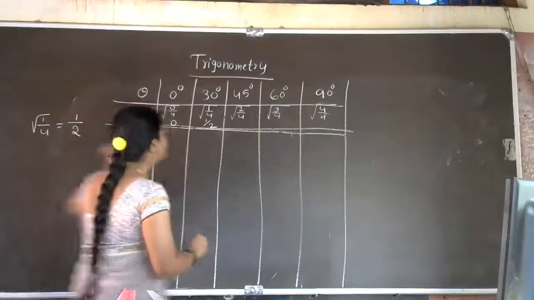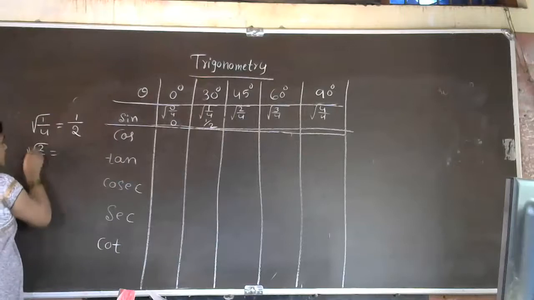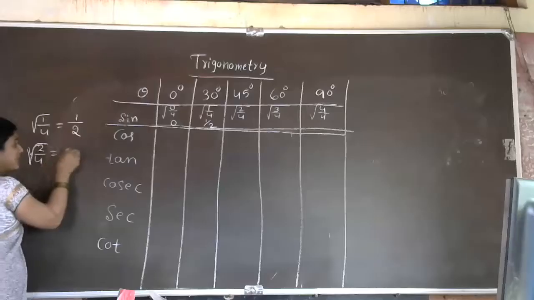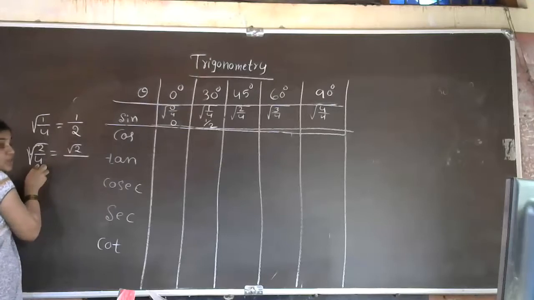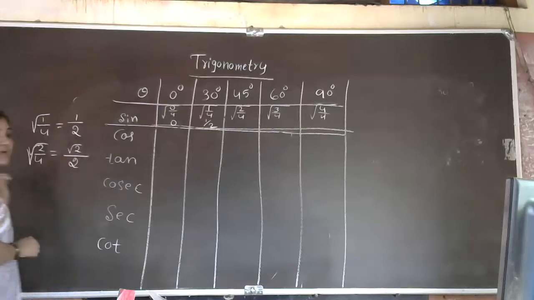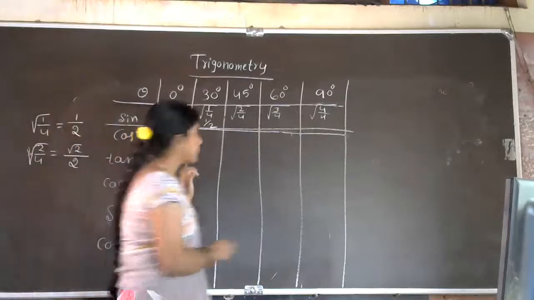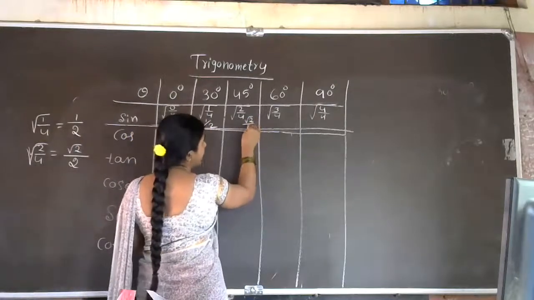Next, square root of 2 by 4. 2 is not a perfect square number, so we'll write it as square root of 2 only, divided by square root of 4. If we simplify this, what is the answer? Root 2 divided by 2. Is it clear? The answer is root 2 divided by 2.